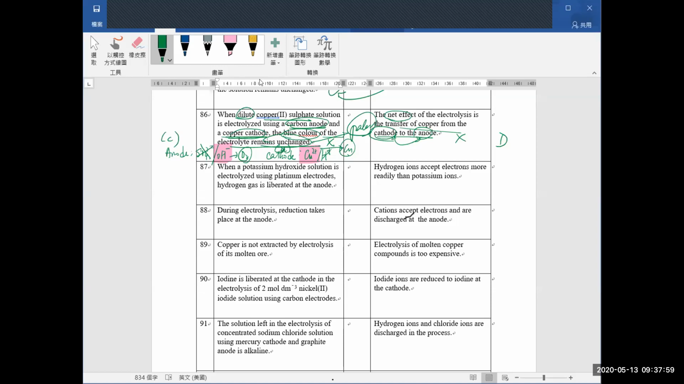87. It's C. How wrong is the first statement? Hydrogen ion is liberated. Now you want to compare with hydrogen, although they are both cations. So it's not the anode, it's the cathode.